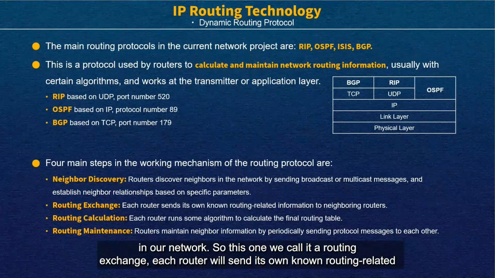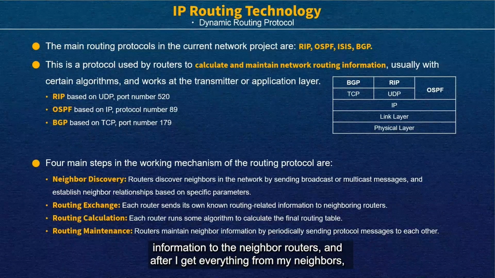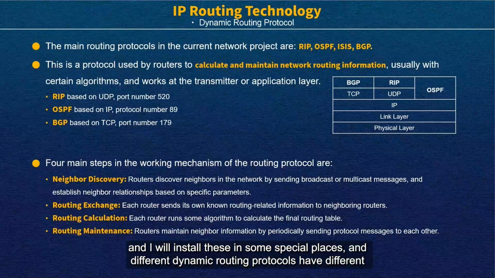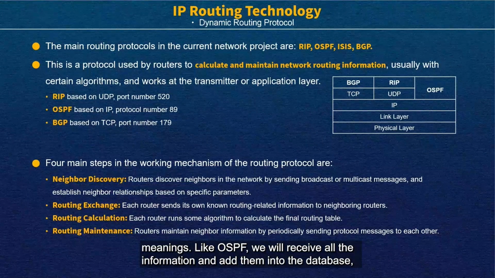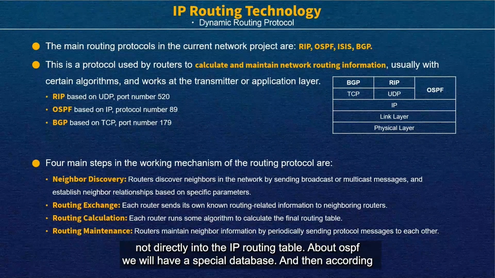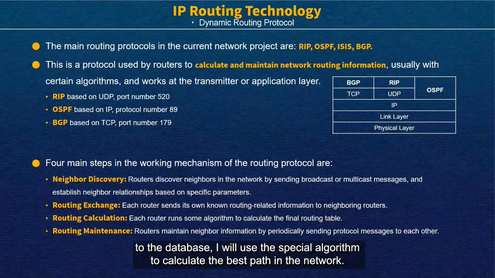So this one we call routing exchange. Each router will send its own routing related information to the neighbor router. And after I get everything from my neighbor, I will install it in some special places, and different dynamic routing protocols have different meanings. Like OSPF, we will receive all the information and then add it into the database, not directly into the IP routing table. About OSPF, we will have a special database. And then according to the database, I will use a special algorithm to calculate the best path in the network.